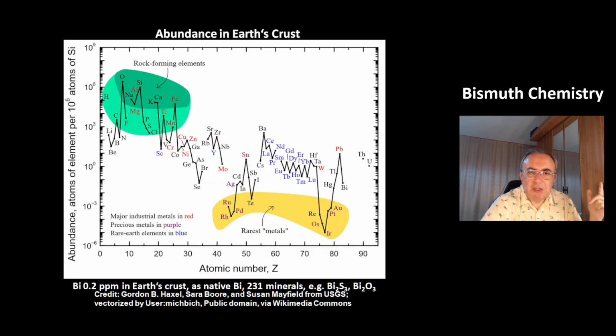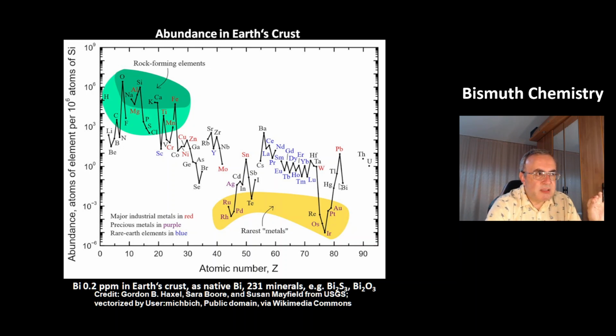This is a picture of the abundance of the chemical elements in Earth's crust. Bismuth is here. Again, much less abundant than lead. This y-axis is logarithmic. The reason is lead has an even atomic number. The elements with even atomic number are more abundant in general because they are made of the second most abundant element in nature. That's helium with the atomic number 2.